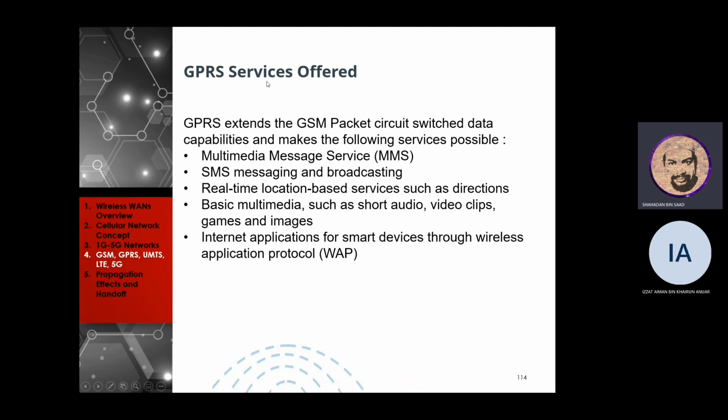Alright, so the GPRS service offered extends the GSM packet circuit switched data. So dia ada MMS masa ni, SMS messaging and broadcasting. Sekarang dah tak pakai, semua pakai WhatsApp kan. Real time location based services such as directions, basic multimedia, short audio, video clips, games and images, and then ada WAP. Pernah dengar nama WAP dulu kan? Wireless Application Protocol, or Internet Application for Smart Devices through Wireless Application Protocol. Semua tinggal kenangan sekarang ni ya.